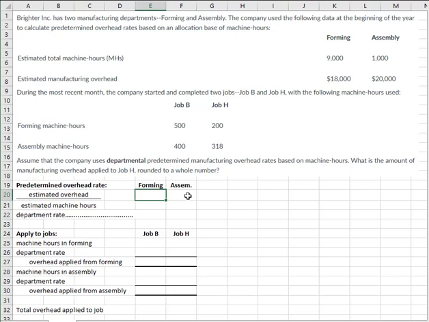So let's see. Forming has 18,000 of estimated overhead and 9,000 machine hours. And the departments can use different cost allocation bases, or cost drivers, or activity to create their predetermined overhead rate for their department. Here they both use machine hours, but they don't have to. So be sure to review the firm's policy about what they use to get the rate in each department. All right, so then we divide that out to see what our rates are.